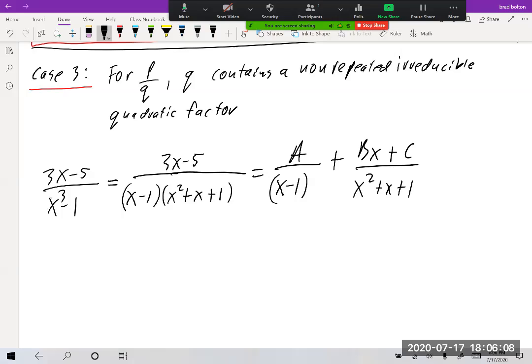So now the job is the same as before. We're gonna multiply both sides by the LCD, which is x minus 1 times x squared plus x plus 1. And then the same over here. You know what, I'll just put it up top.